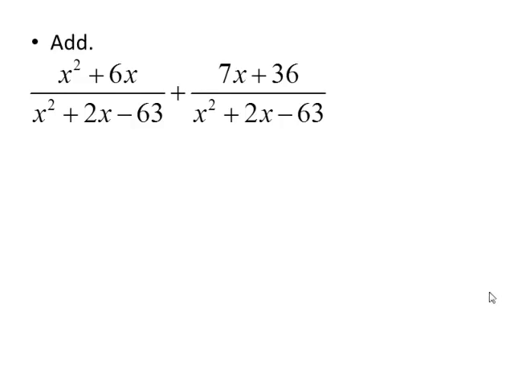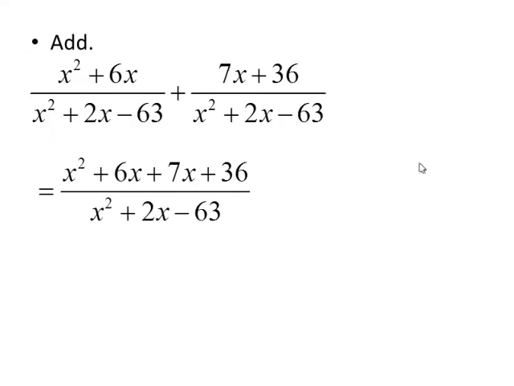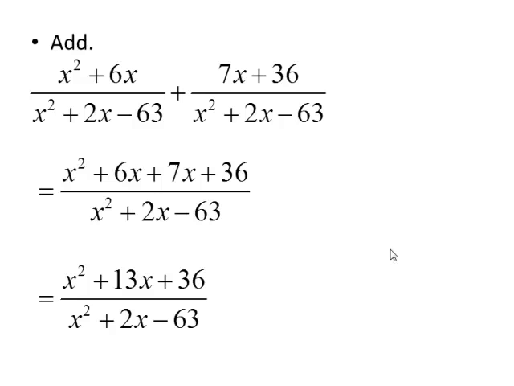To add two rational expressions that have the same denominator, we can simply add straight across the numerator. We'll combine the like terms 6x and 7x to be 13x. Now we have a single rational expression which we can factor the numerator and denominator for, and then see if we can divide out any common factors.